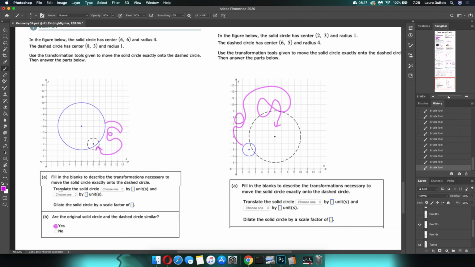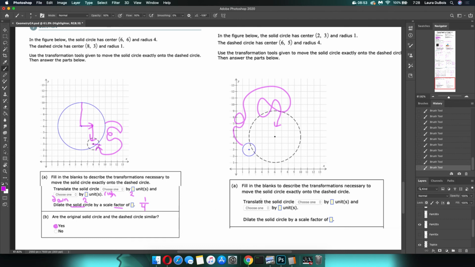So next up, translate the solid circle. So we're going over how many and down how many. So we're going to be going right by 2 units and then down by 2 units. That's what they're looking for. And then, dilate the solid circle by a scale factor of. So the solid circle is getting smaller, so it's going to be 1 over something. What's my radius here? 1, 2, 3, 4. And what's my radius here? 1. So 1/4. There are your 2 numbers.